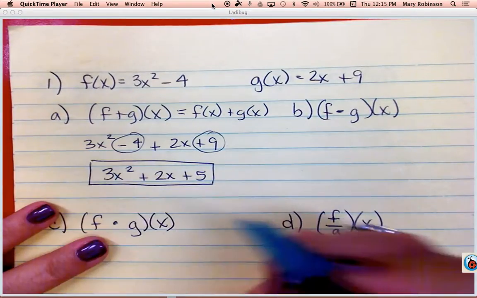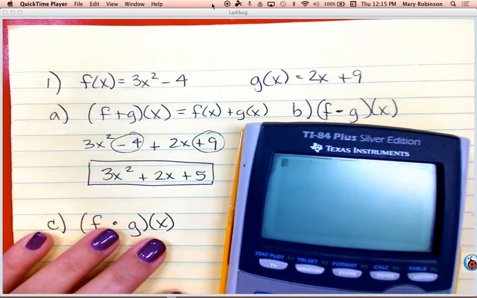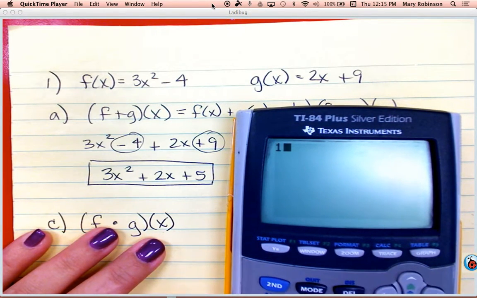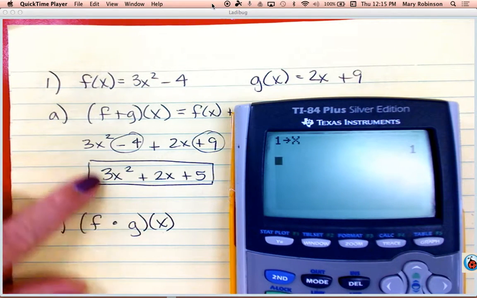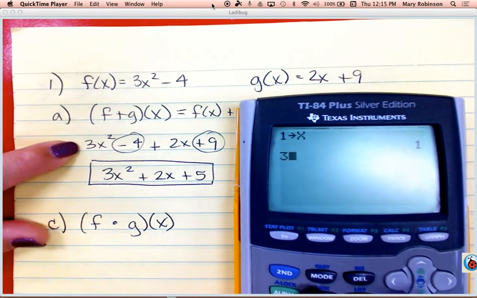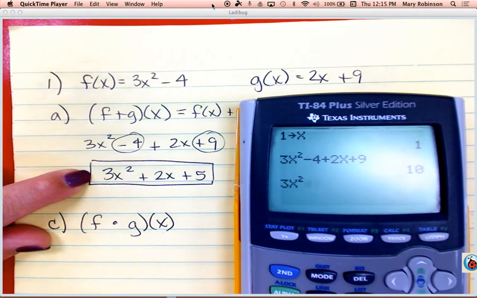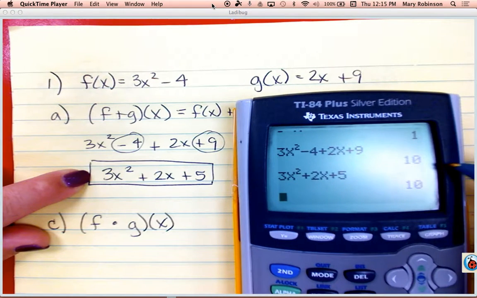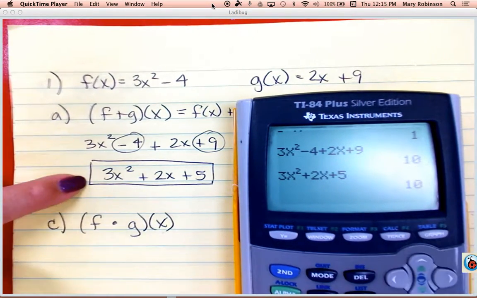And that's it. Remember, I did teach you to verify your answers by making sure that 1 is stored for x. So I'm going to type in 1 store x enter. And then I'm going to type in the problem as I wrote it down to begin with, and compare that answer to what I get when I type in the answer that I got by doing the math. When my outputs match, that means my answer matches what I wrote, so this is correct.